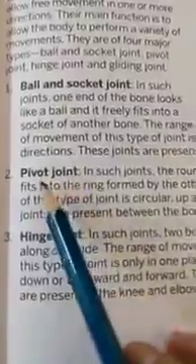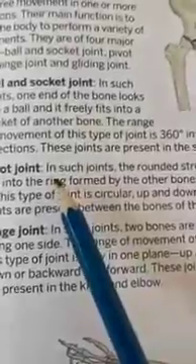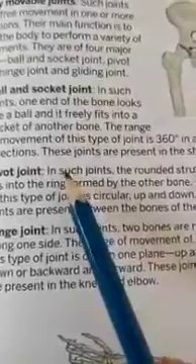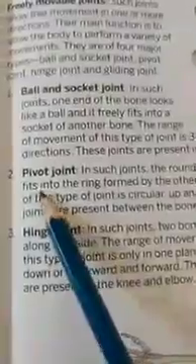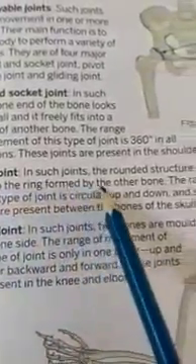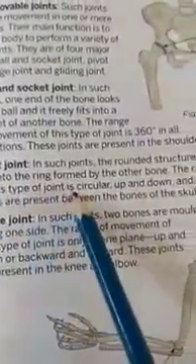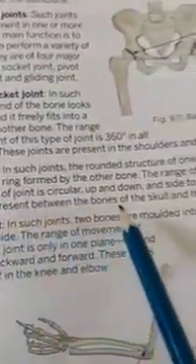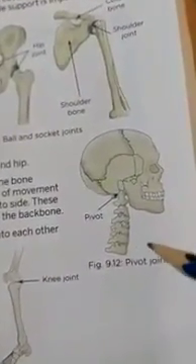Now, dear students, come to the pivot joint. In this type of joint, the rounded structure of one bone fits into the ring formed by another bone. The range of movement of this type of joint is circular, up and down, and side to side. These joints are present between the bones of the skull and backbone. Dear students, I will show you the pivot joint again.